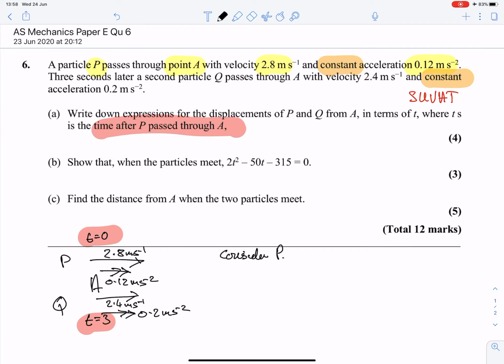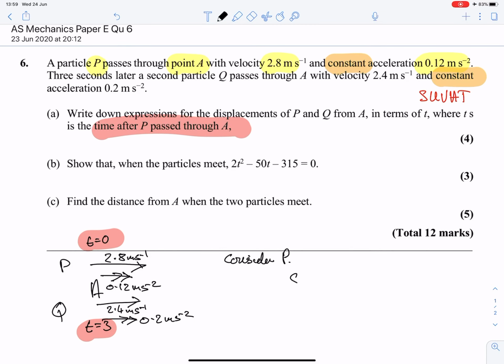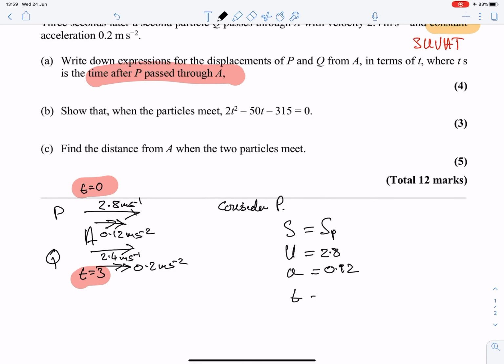We want the position of P, so we'll call that SP. So we're going to use SUVAT. We want S, the displacement, so that's going to be S of P. The U is U of P, which is 2.8. The acceleration of P is 0.12. And T is the time since P passed A, so we'll just call that T.